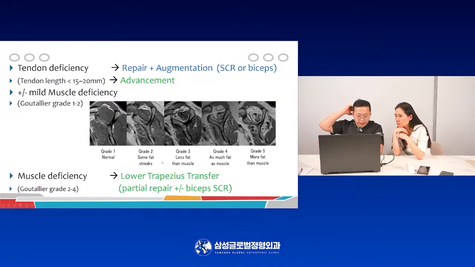Dr. Elhassan invented the lower trapezius transfer. With that, we can get better, and the functional recovery could be affordable after surgery.